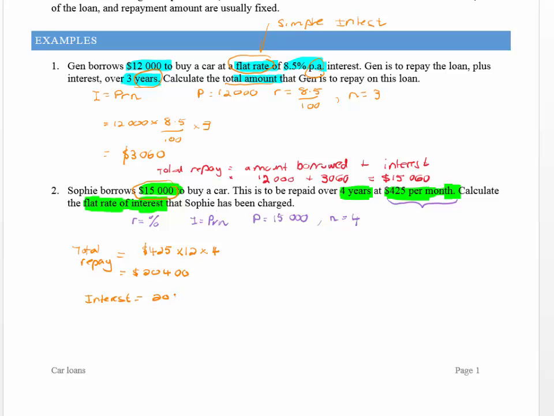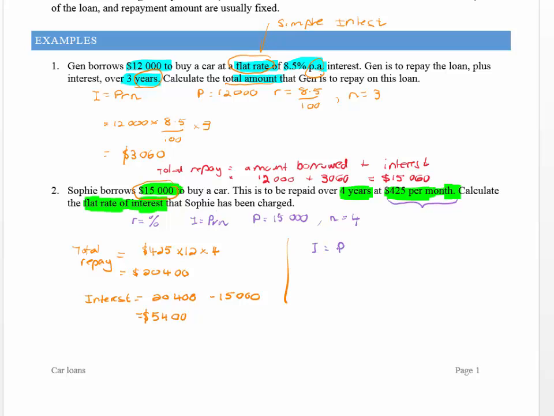Because I have to repay $20,400, what I have left over from the $15,000 that I actually borrowed has to be the interest, because remember, you have to pay back the principal plus the interest, which is what we did in the question above. So what I work out that to be is $5,400. So now once I've done that, I can now easily finish the question.